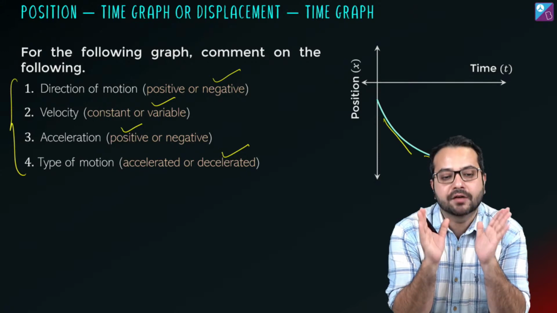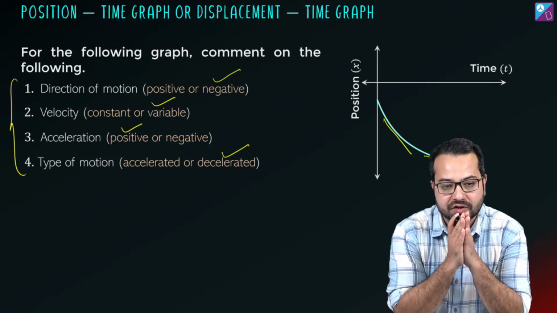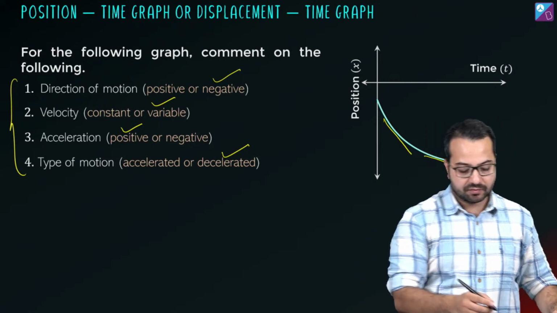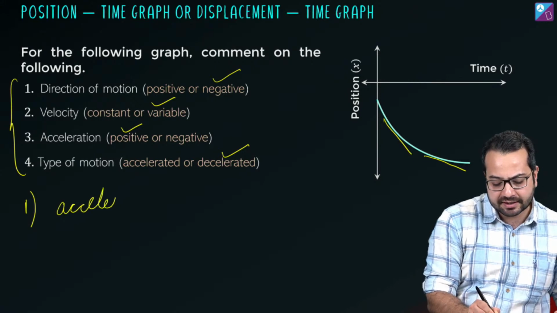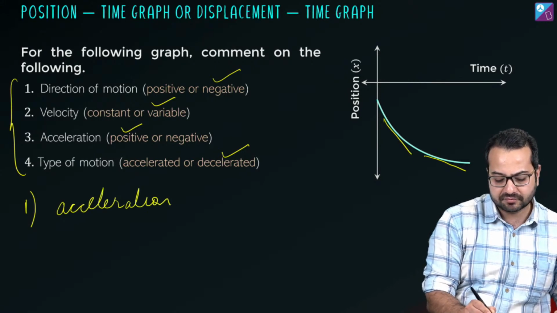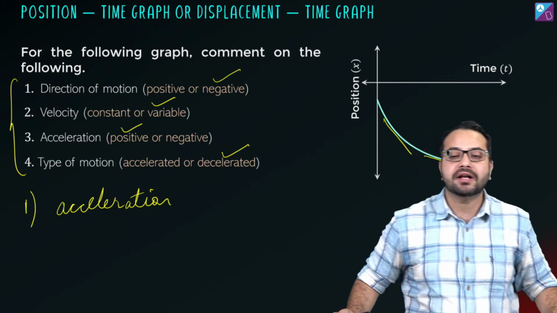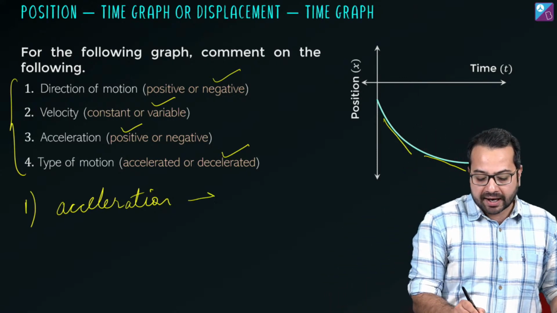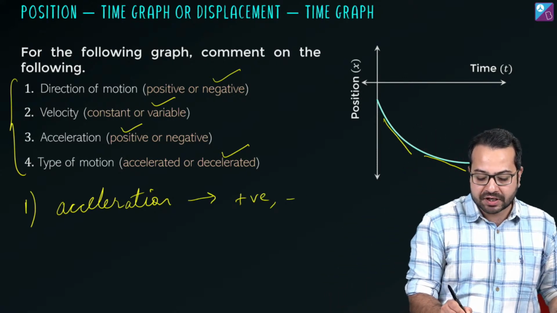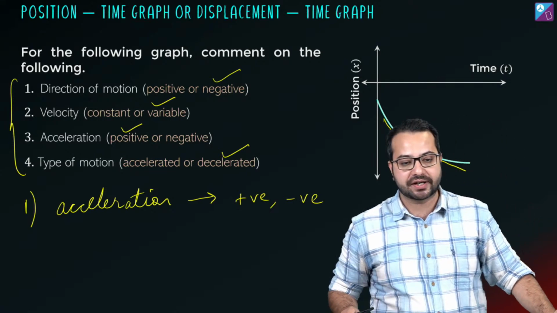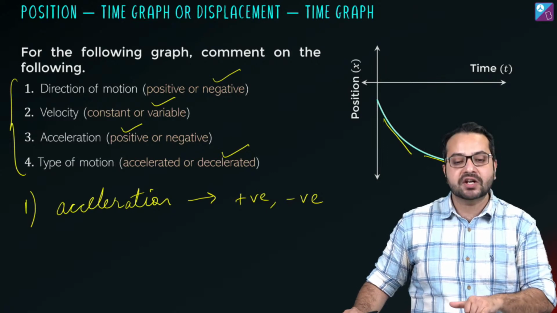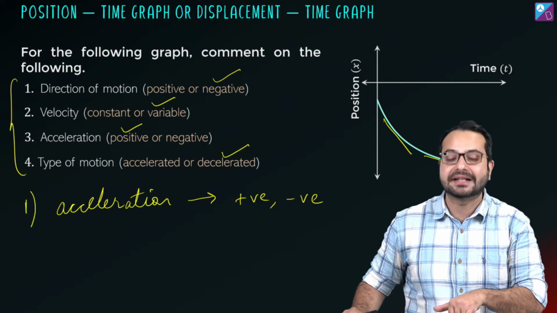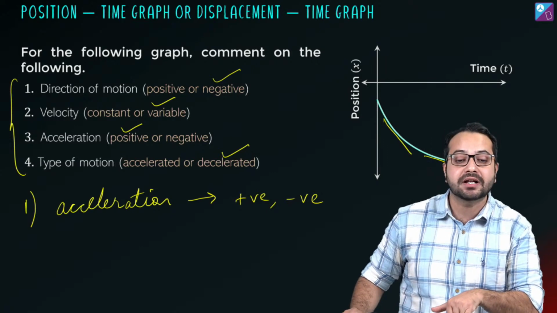Okay, I'll clear the confusion. Swastika, I'll clear the confusion. ठीक है? There are 2 things. आराम से समझो. There is a quantity called acceleration. Now acceleration can be positive or negative. ठीक है? There is a physical quantity called acceleration. The acceleration can be positive or negative. Okay? What does it mean?